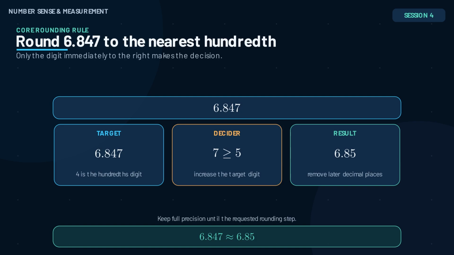To round 6.847 to the nearest hundredth, locate the hundredths digit, which is 4. Inspect only the next digit, 7. Because 7 is at least 5, increase 4 to 5 and remove the later digit. The rounded value is 6.85. Unless you are deliberately estimating, avoid rounding intermediate results.